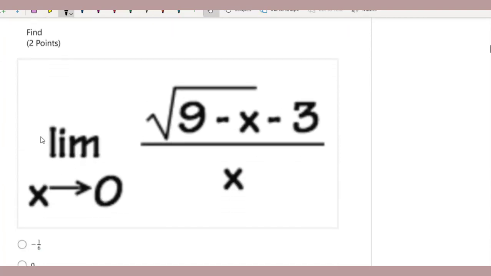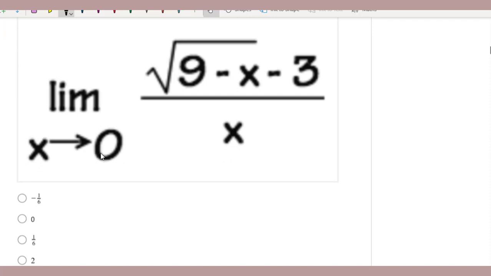Number 2, find the limit of this function as x approaches 0. First step, direct substitute. Square root of 9 minus 0 minus 3 over 0. The square root of 9 is 3. 3 minus 3, 0 over 0. This is also considered an indeterminate form.